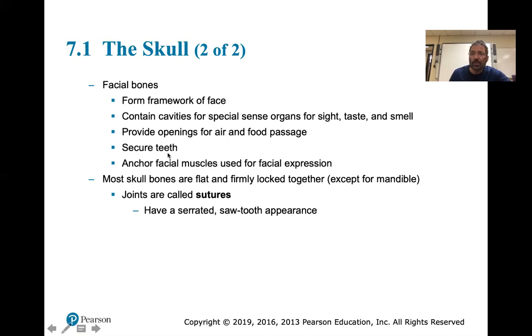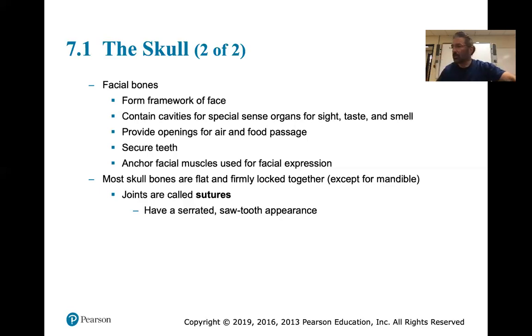It also secures the teeth. We're going to learn about the alveolar sockets, the gomphosis, the maxillary bone, and the mandible. Most skull bones are flat and firmly locked together, except for the mandible. As you look, this is actually the real skull. You can see how thin and flat they are. These are joined by sutures, and I don't know if I can get up close enough for you guys. Maybe you can see.